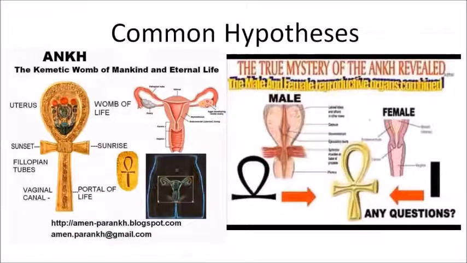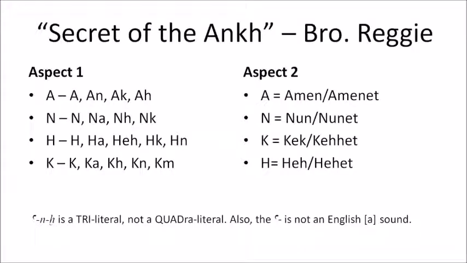The second hypothesis comes from our good brother Reggie, out of New York, from the House of Consciousness family. What he does here is he takes the word Ankh as spelled in English and treats it as an anagram, meaning that every single letter represents the beginning of a word. He has a website or a blog called thesecretoftheankh.com, and this is some of his representation. What he argues is that each letter in the word Ankh represents a deity in ancient Egyptian cosmology.